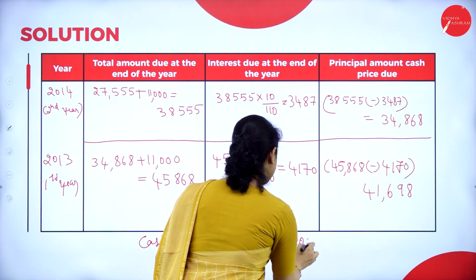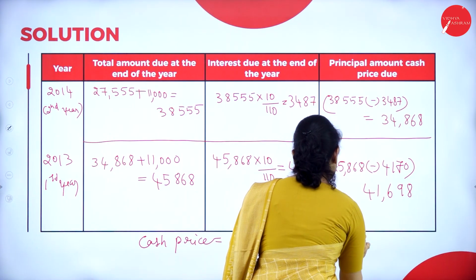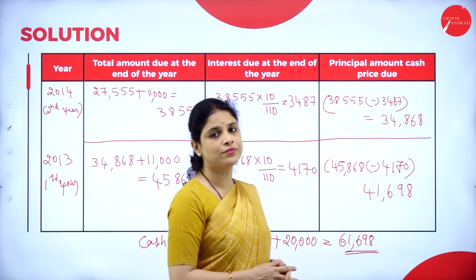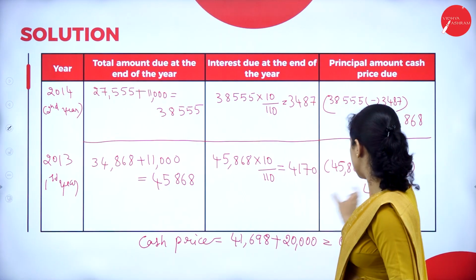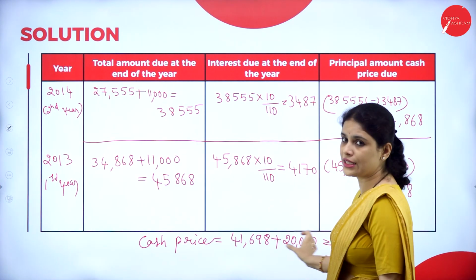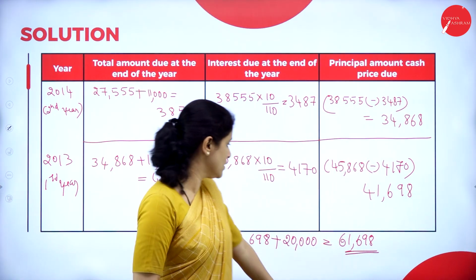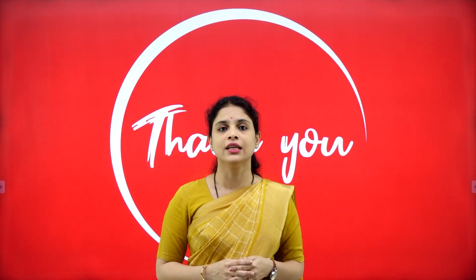41,698 plus 20,000 equals 61,698. So here we calculated the interest and also the cash price. Cash price means this amount 41,698 plus the down payment, that is 61,698. In today's session we solved two problems. One is about interest, and another one is the calculation of interest as well as the cash price.